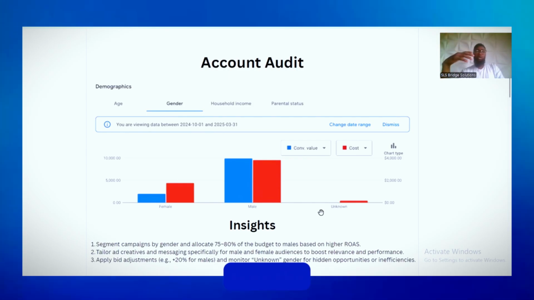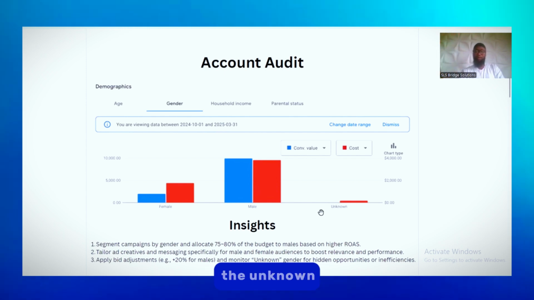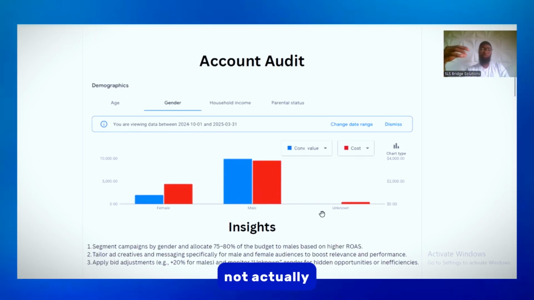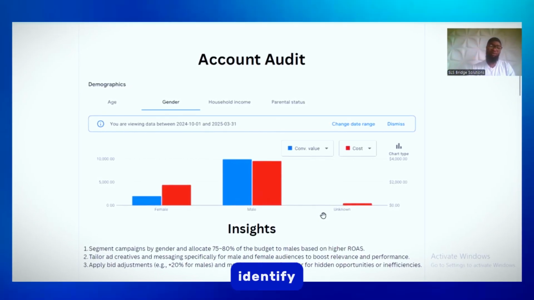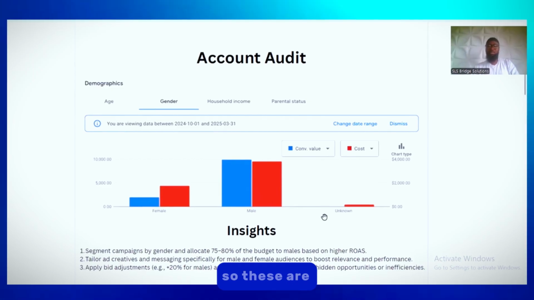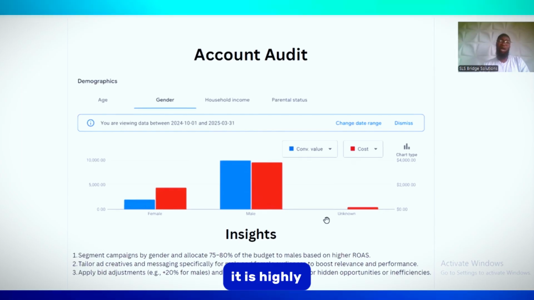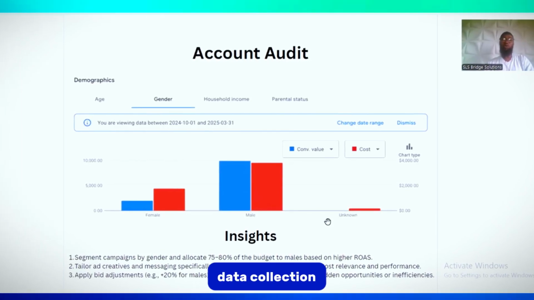So we also apply a bid adjustment of 20% for males and also monitor the unknown part of the gender, because when we did the audit of the campaign, we saw that there is a lot of information that could not be deciphered because we cannot identify whether they are male or female. So these are inefficiencies in the tracking and data collection process. So that's why it is highly recommended that you make sure your data collection is very, very well intact. We have a special package for analytics setup and data collection for our clients, and it's really a very important step to take.